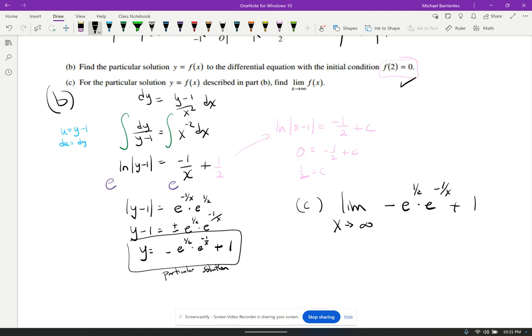Okay, so let's think about this. As I plug in big numbers for x, this fraction is going to get closer and closer to 0. And if this fraction gets closer and closer to 0, e to the 0 will become 1. 1 times e to the negative 1/2 is negative e to the 1/2 plus 1. You can write it that way, or 1 minus e to the 1/2, which is, by the way, just the square root of e. And this would be my answer for part C.